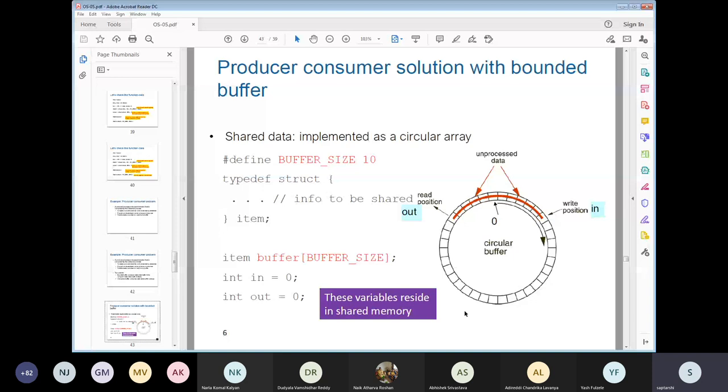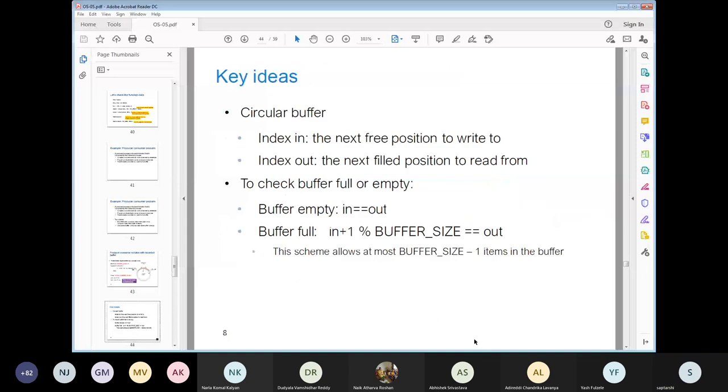So there are these two positions, in and out. In is the write position where the producer will put the next item, and out is the read position from where the reader will read the next item. So in is the next free position to write to, and out is the next filled position to read from. So how do we figure out if the buffer is full or empty?